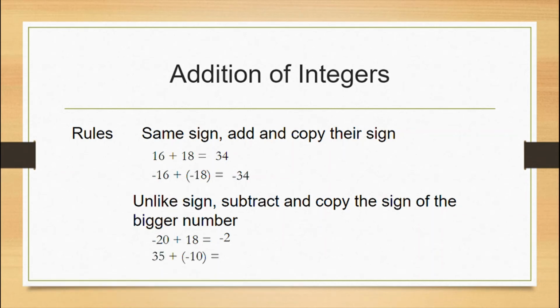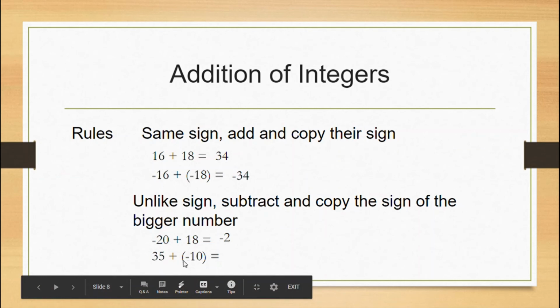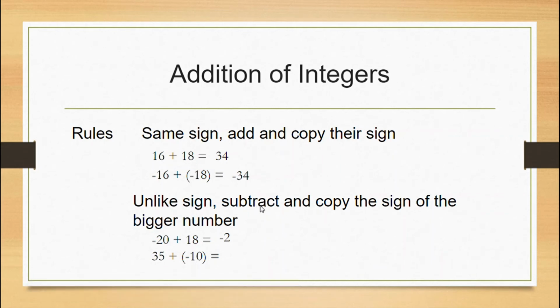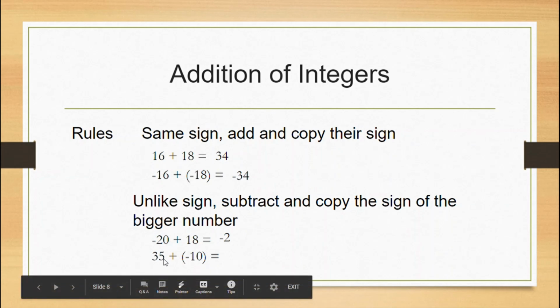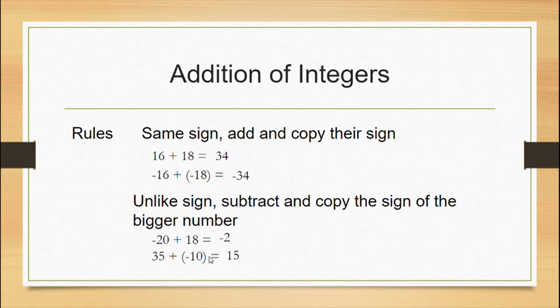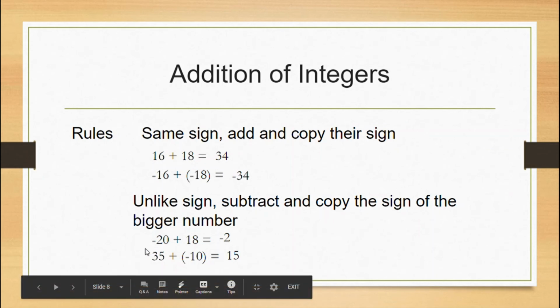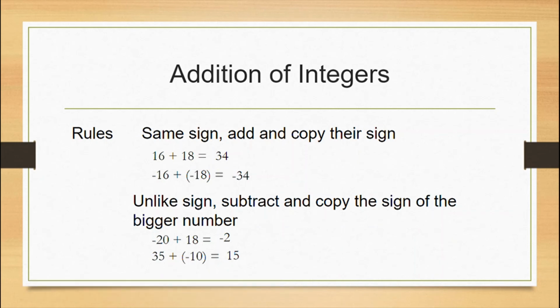Always remember that we're going to copy the sign of the bigger number. Next, we have 35 plus negative 10. So as we can see, they are unlike sign. This one is positive, this one is negative. Since they are unlike sign, then we're going to subtract. So let us subtract 35 minus 10. The answer is 15. And copy the sign of the bigger number. Which one is bigger? 35 here is bigger than 10. And what is the sign of 35? 35 is positive. So our answer is positive 15. Always remember that we're going to copy the sign of the bigger number.